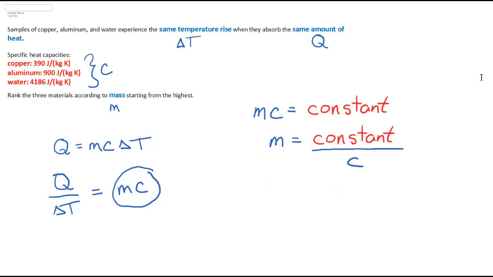So if I solve my initial equation for mass, I get mass is some constant divided by c, or as I already previously stated, mass is inversely related to c. If c goes up, mass must go down, and vice versa. So if we're going to rank them, our largest specific heat, the water, will have the smallest mass, and our smallest specific heat, the copper, will have the largest mass. So our rankings will look like this.